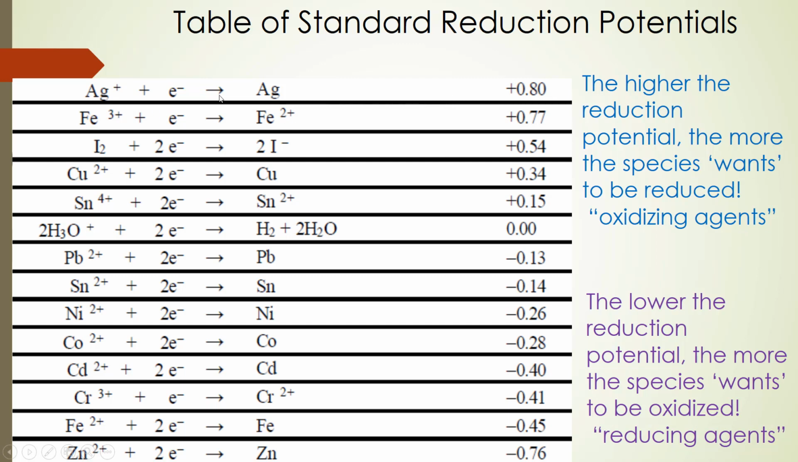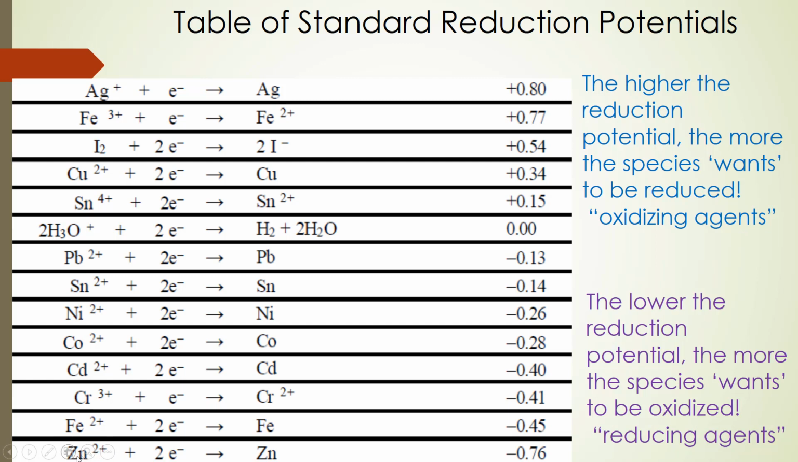So that means it's easier to reduce silver plus than it is to reduce iron 3 plus to iron 2 plus. So 0.80 to 0.77. It's easier to reduce tin 4 plus to tin 2 plus than it is to reduce lead 2 plus to lead metal. So basically, the higher, the more positive the reduction potential, the easier it is to be reduced, and we call those oxidizing agents because they oxidize something else. Now, the lower the reduction potential, the more that species wants to be oxidized and get rid of those electrons, and we call these reducing agents.